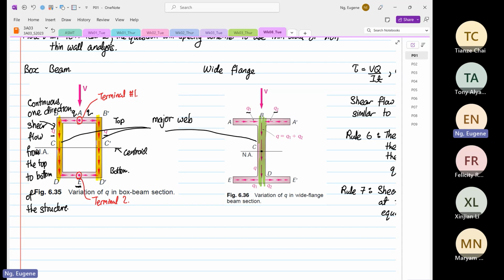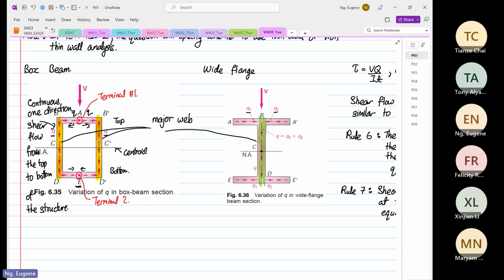So let me quickly refresh. Number 1, thing that we have to remember: the web controls the direction of the shear flow, continuously from the top to the bottom. It's like the expressway. Now, for the box beam, at the terminal the shear flow is equal to 0. At the top of the box beam, one shear flow goes to the left, and the other flows from the right. They start from the same terminal. And then at the bottom, they end in the same terminal.